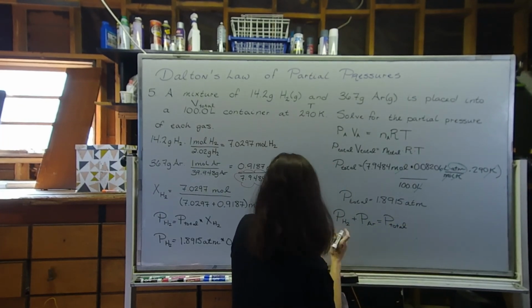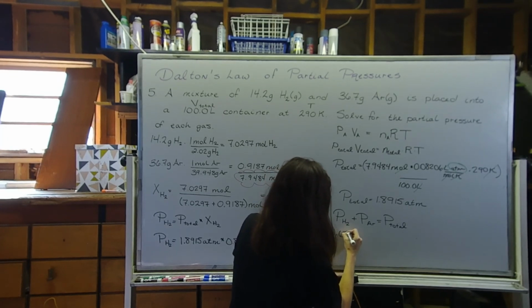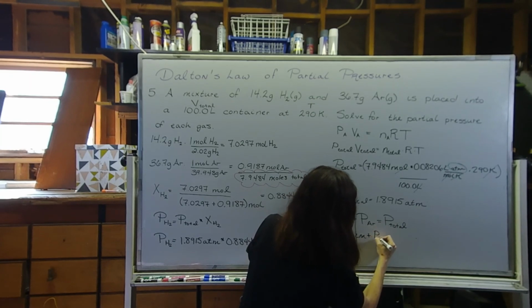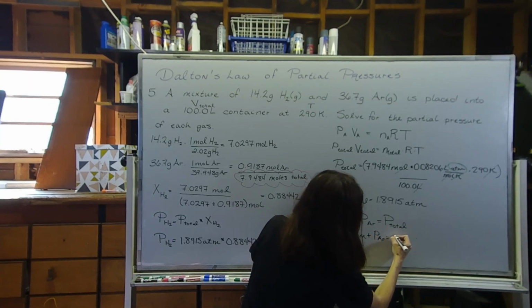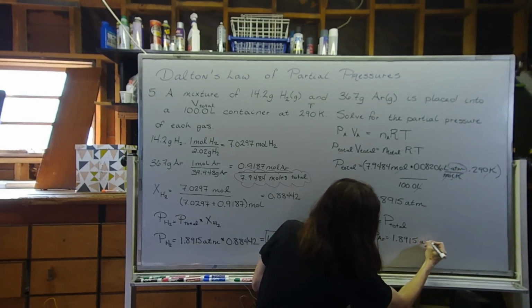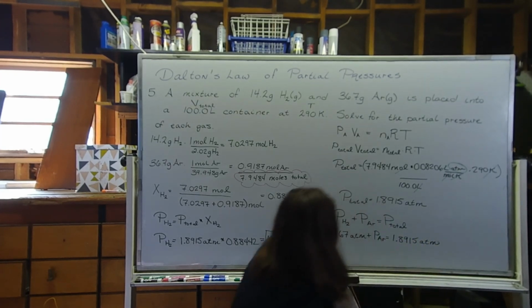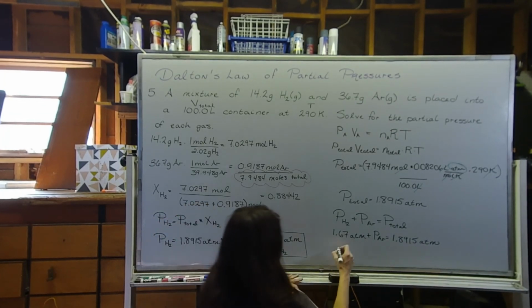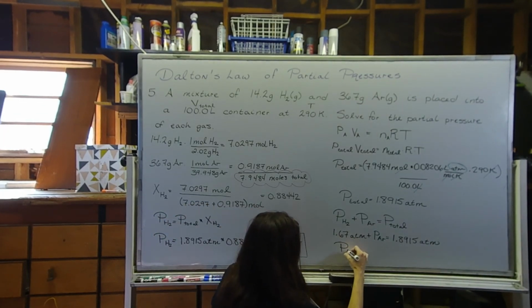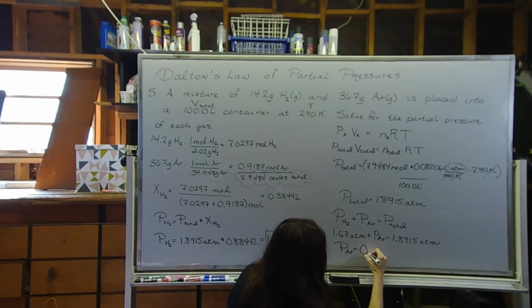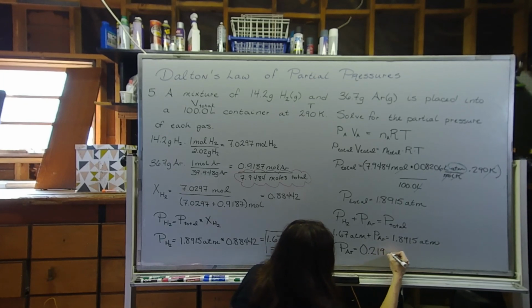So hydrogen we know is 1.67 ATMs. We don't know the argon quite yet, and we know the total pressure is 1.8915 ATMs. And so when we solve and subtract over, we get a partial pressure for the argon equal to 0.219 ATMs.